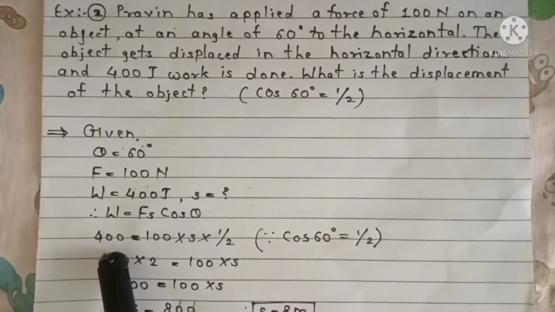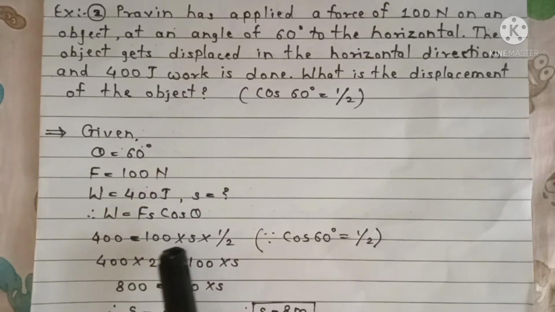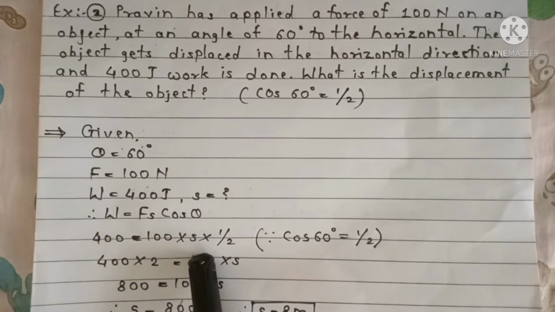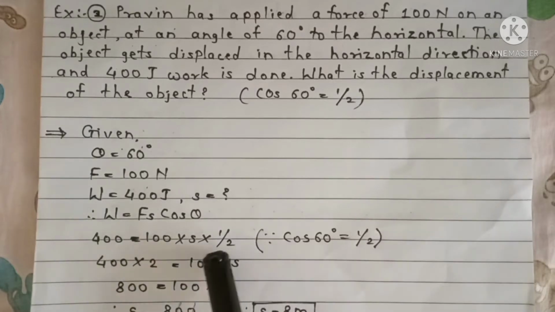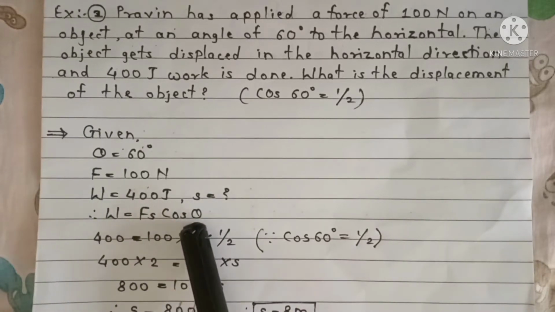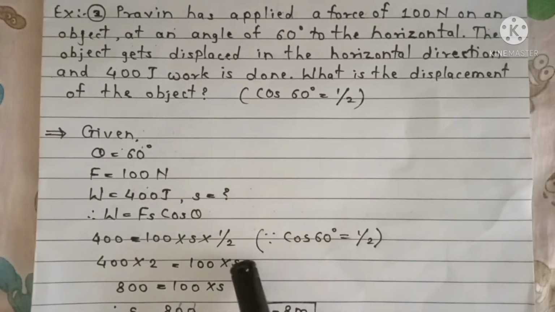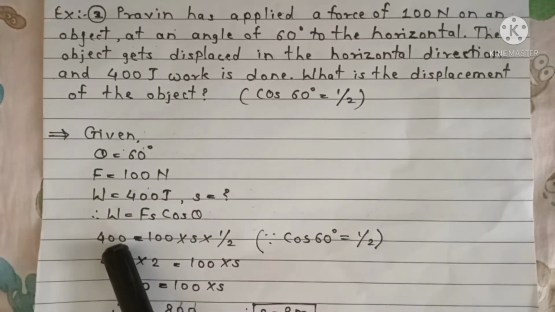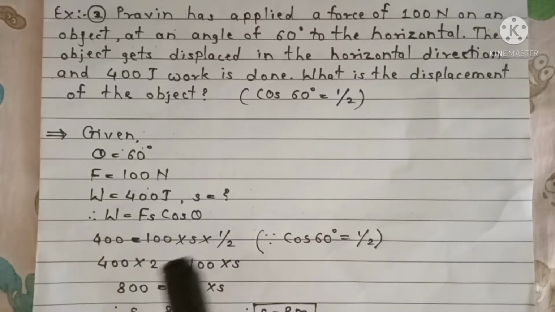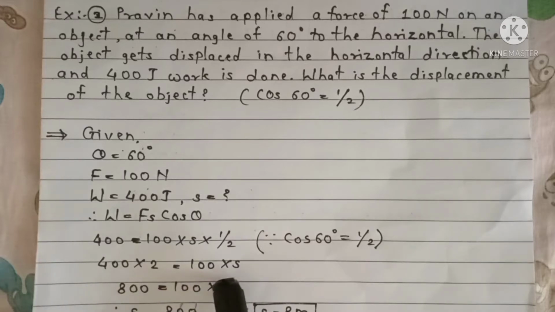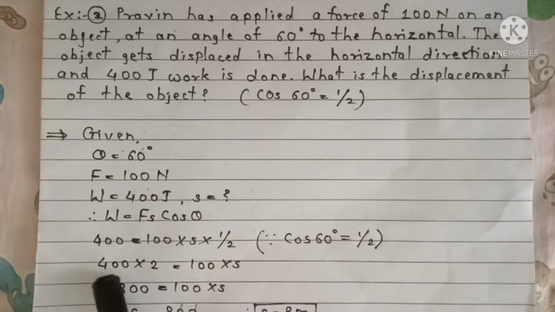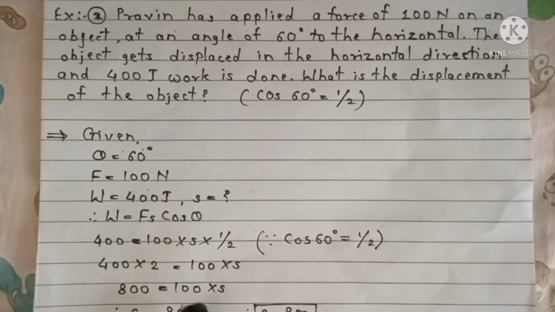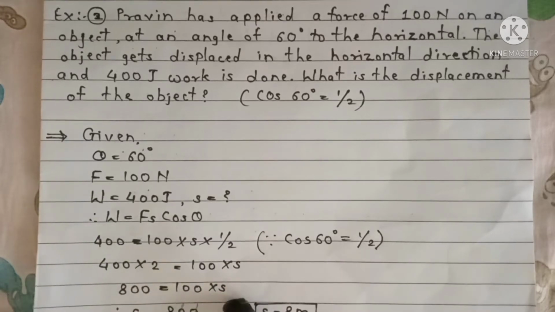So instead of W we can write 400 is equal to F means 100 into S as it is, because that displacement we have to calculate, into cos of theta, that is cos 60 degree. Here the value is given, that is half. So we can put directly 1 upon 2. Now this 2 is in the denominator. So when it goes to the left hand side, children, then obviously it will be multiplied. So therefore 400 into 2 is equal to 100 into S. So 400 into 2 means 800. That is equal to 100 into S.